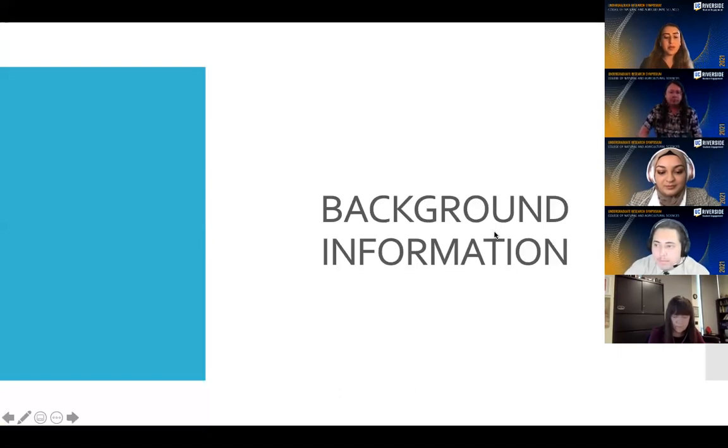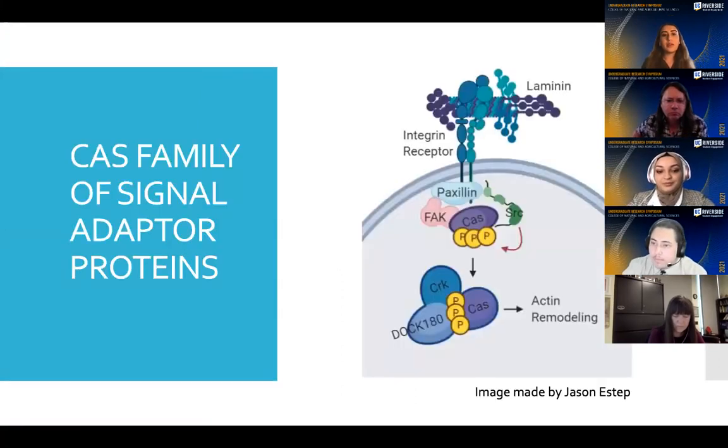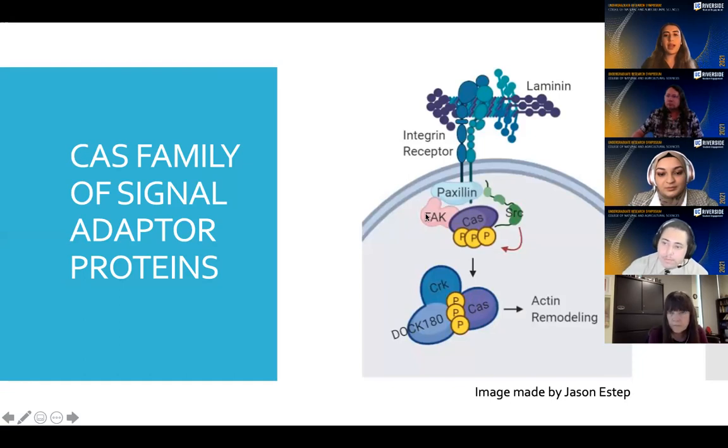And so some background information before we begin about the Cas protein and the Cas gene. So the Cas family of signal adapter proteins, if you can see the picture right here, we have an integrin receptor. And so basically the integrin receptor activates, causing Cas right here to become recruited by both FAK, paxillin, and Src. Cas is then hyperphosphorylated and remodeled into a Cas-Crk-Dock180 complex that goes on to cause actin remodeling. And this makes Cas important for the cell adhesion, proliferation, and migration events that occur.